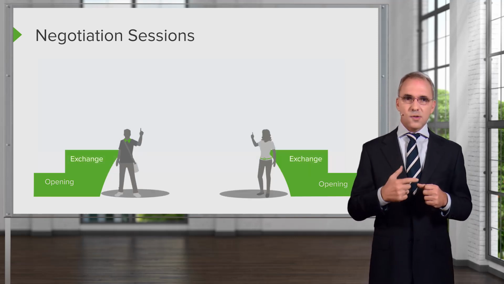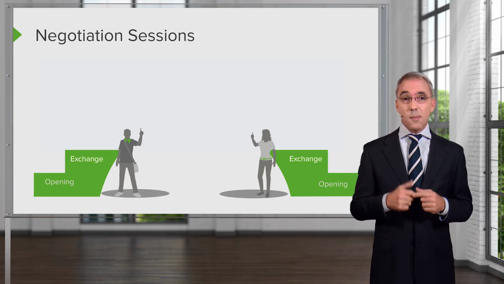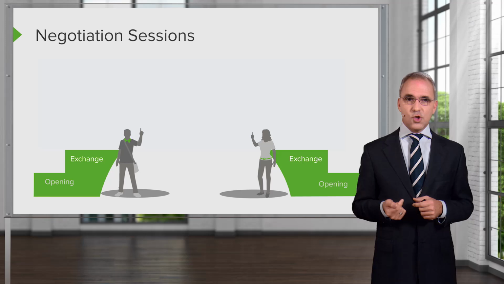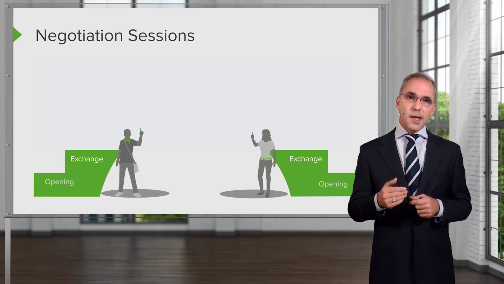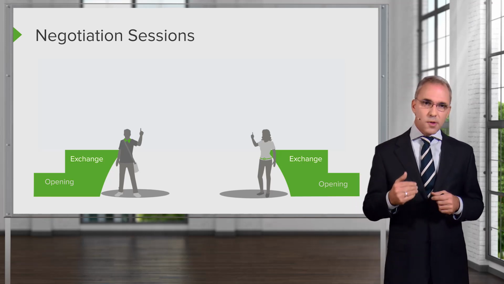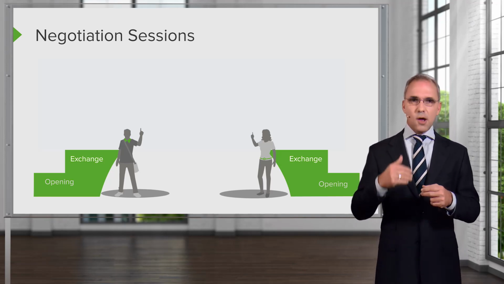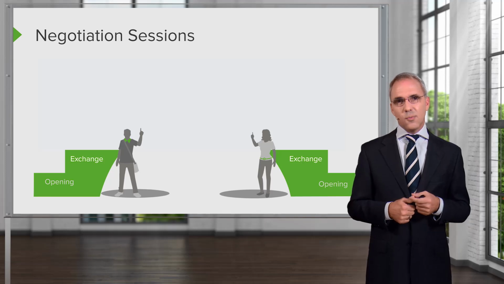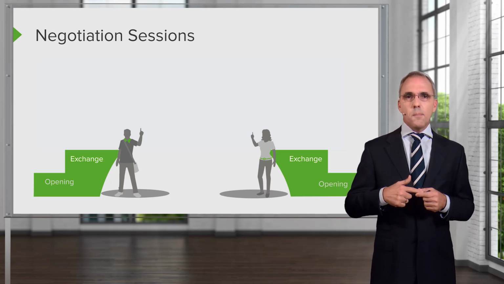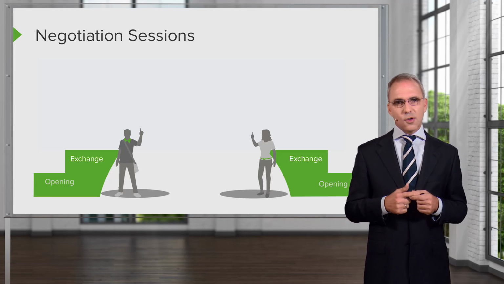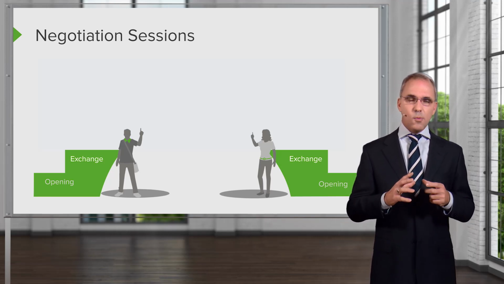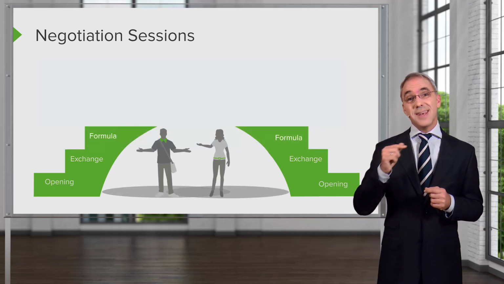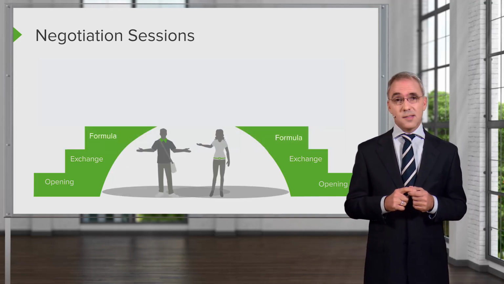Once the opening session is finished and we have an agenda that people have agreed to, we will move on to what's called the exchange. The exchange is a place where people can actually spar with each other. Yes and no, I'll give you this and I'll give you that. They'll be able to air out what their interests are and figure out what their bottom lines or points of no return are. In this moment, you don't want to have any kind of agreement, because you're going to do that in the next phase, which is called the formula stage.